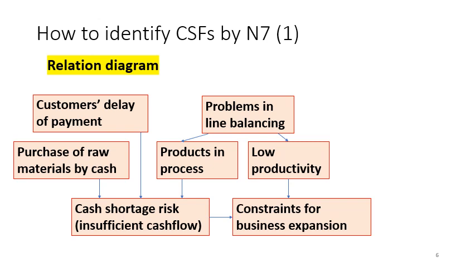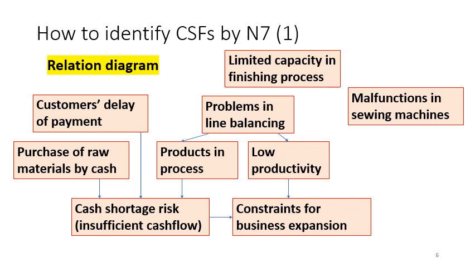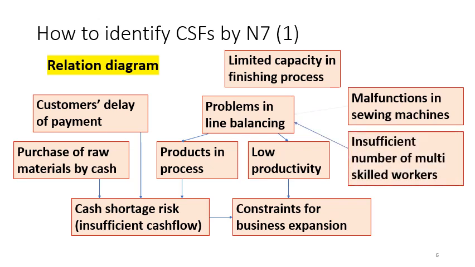Problems in line balancing are caused by limited capacity of the finishing process, malfunction in sewing machines, and insufficient number of multi-skilled workers. In this case of the garment factory, the problem in line balancing can be the root cause of the company's several problems, and therefore improving line balancing can be a candidate of critical success factor.